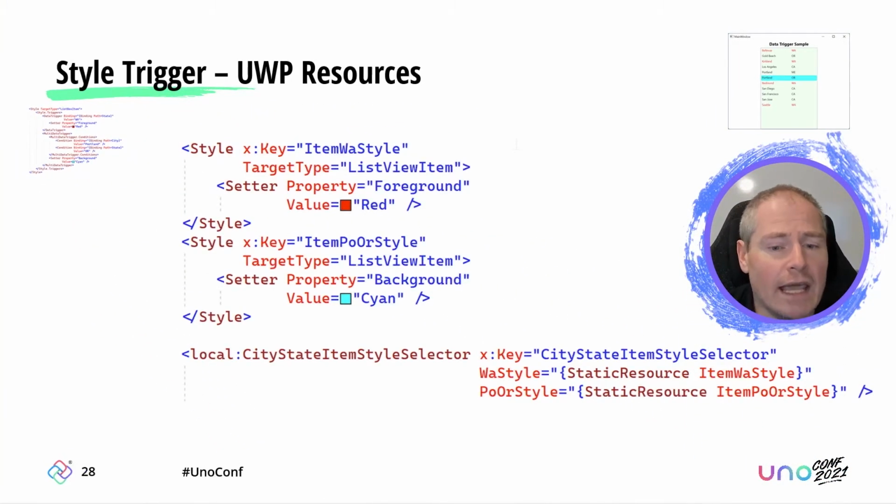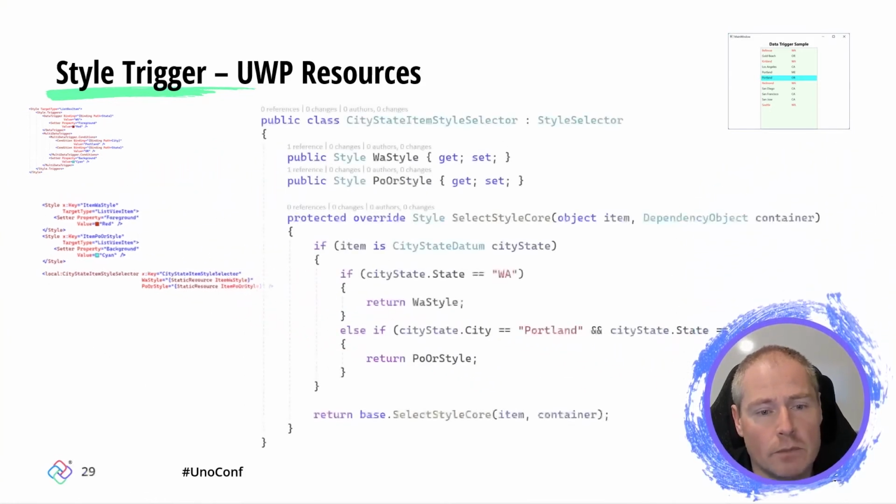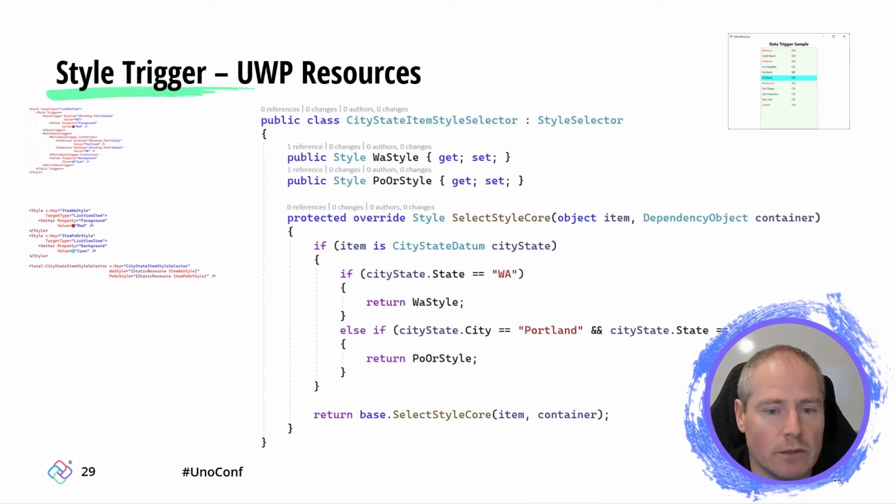In UWP, if we're going to use a style selector approach, we need to have multiple styles, one for each of our scenarios. For example, we've got the Washington style that has a foreground of red, and then we've got the Portland, Oregon style that has the background of cyan. We then create a static resource using a custom selector, and we pass in those two styles. In terms of implementation, it's pretty straightforward and looks somewhat similar to the logic we expressed in our data triggers.